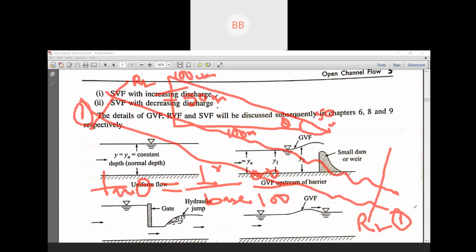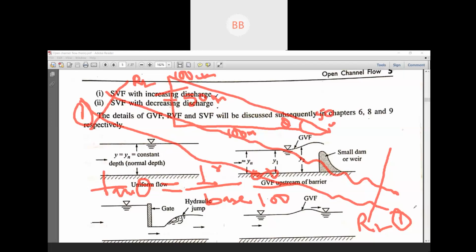Now, if you want to ask why I have considered 100 meter, you can ask me. It always depends. For a natural channel, when you're talking about a river, each and every 1 meter or 2 meter, you can say they are changing their slope. So it is very difficult.